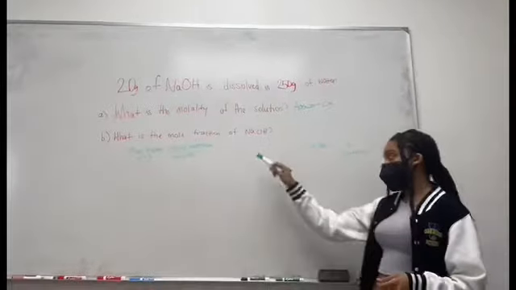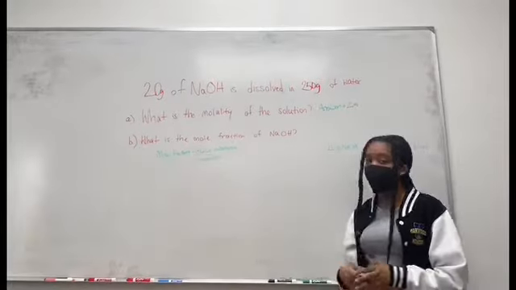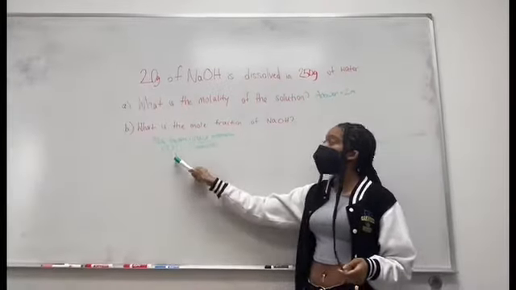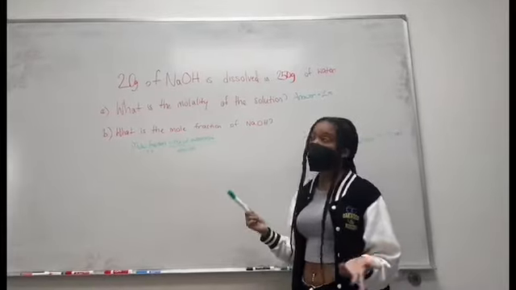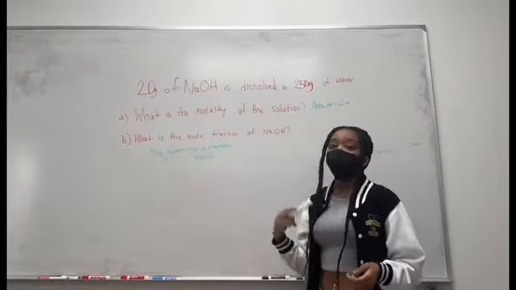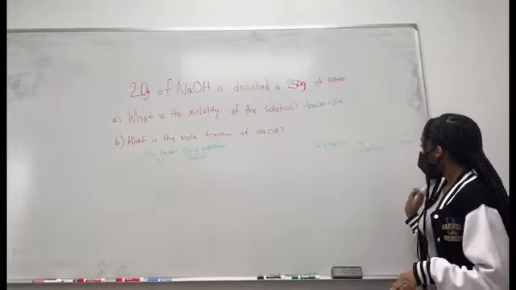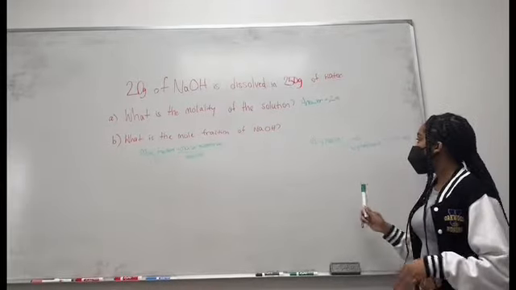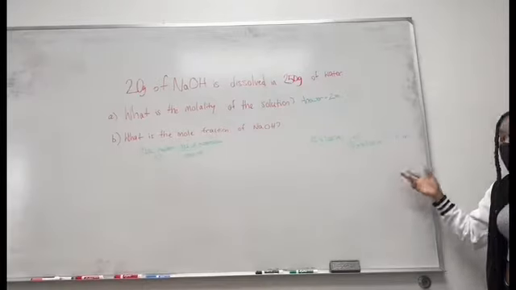Okay, now for part B of the question, it says, what is the mole fraction of sodium hydroxide in the solution? So to find that, we will be using this equation here, which is the mole fraction, aka chi, is equal to the moles of substance that they're asking for in this case. That would be sodium hydroxide divided by the total moles in the solution. Now, if you can recall, in the first part of the question, we had found the number of moles of sodium hydroxide in the solution by using dimensional analysis, and we concluded that it was 0.5 moles.